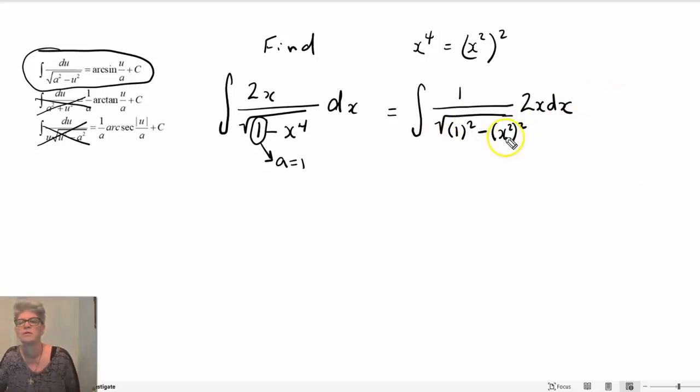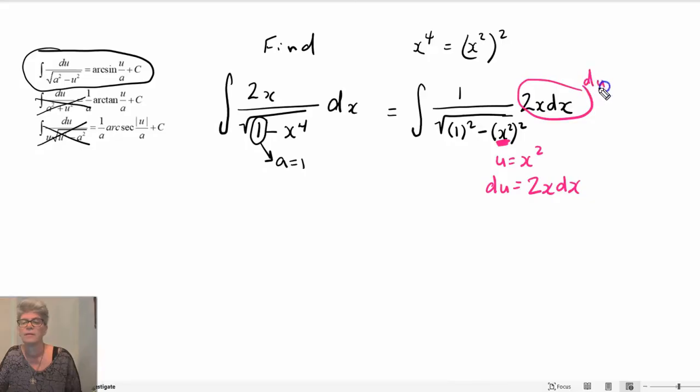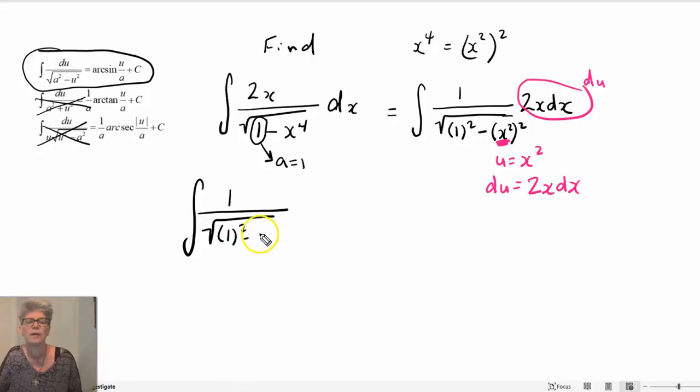And now I'm going to do u substitution. In particular, I'm going to let u be x squared. Then if I take derivatives of both sides, then the derivative of u with respect to x is going to be equal to the derivative of x squared with respect to x. And now you can see how this is going to work out nicely. So this will become 1 over the square root of 1 squared minus u squared du.